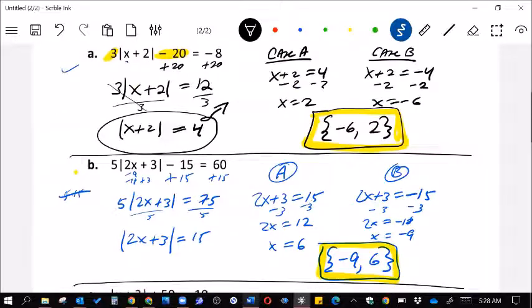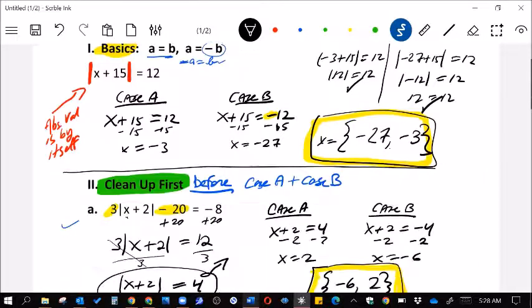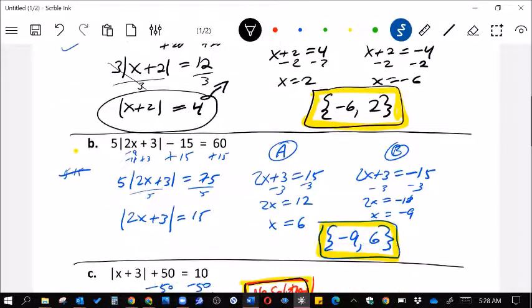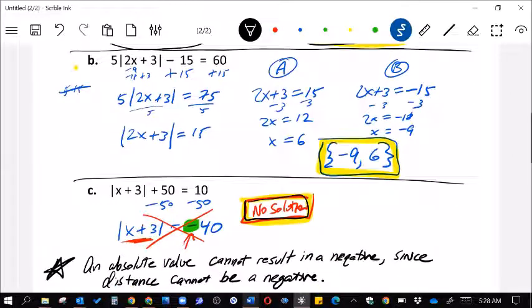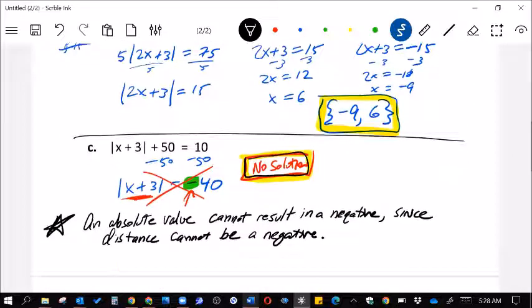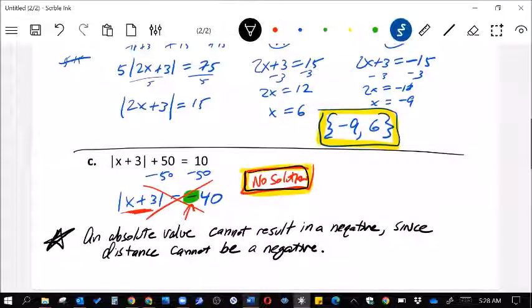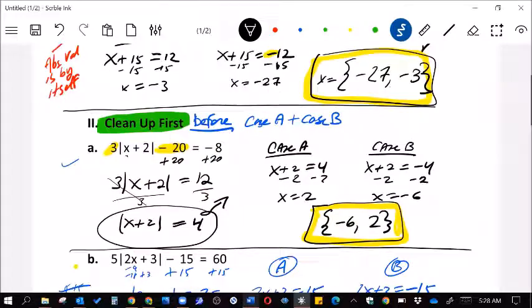So you've now seen the basics, case A and B, and the fact that you have to clean it up first. And you get two answers every time, and you can check them to be sure. But also it's possible to have a variation here where it comes out with a negative, and that's not possible. So just for you to see this type of thing. I hope that helps, and thank you for watching and listening.